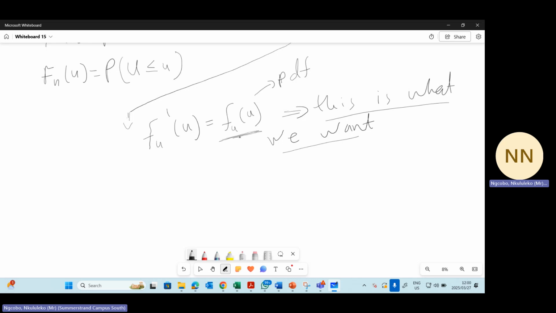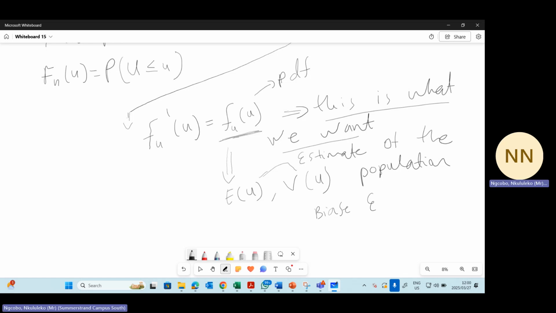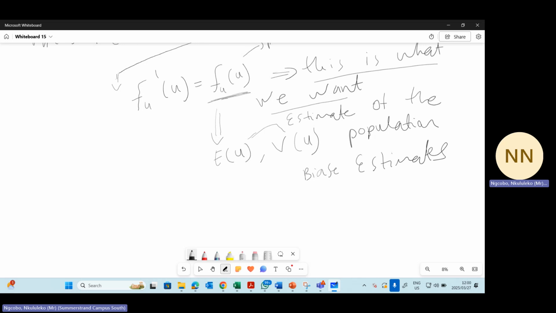Because if we have this, it's going to be easy for us to know the expectation of U, and to also understand the variance of U, right? These will now be estimates of the population. And the reason we also do this is that we're trying to make sure that we don't get a biased estimate. Because if we get biased estimates, it means that our conclusion will also be biased.